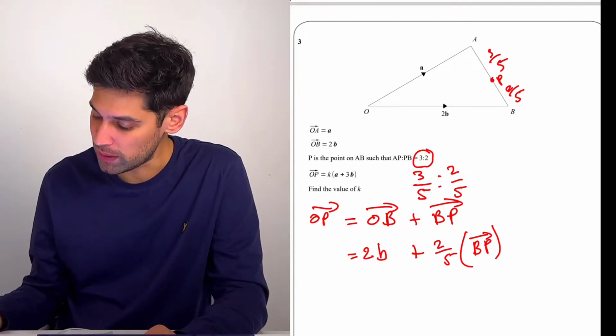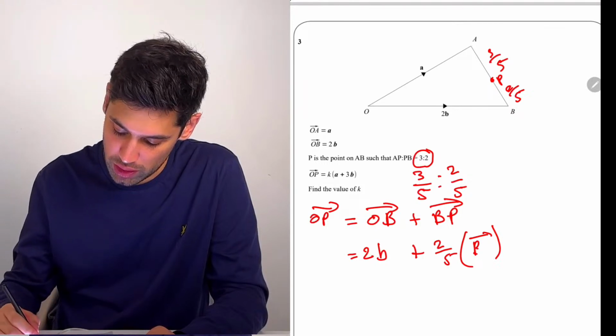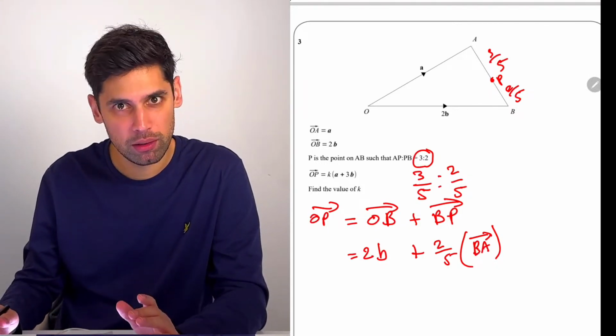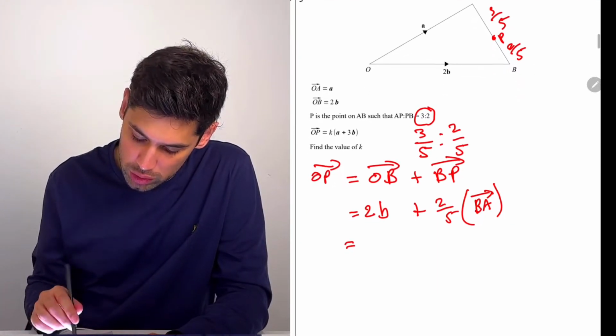I wrote 2/5 BP. Of course, I mean BA. I was just checking to see if you were all awake there, because I am, just about.